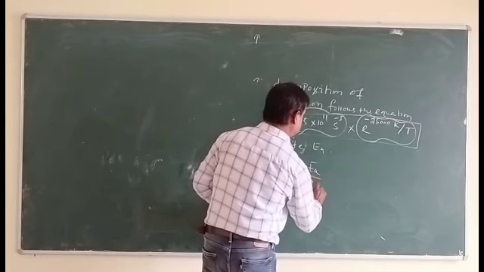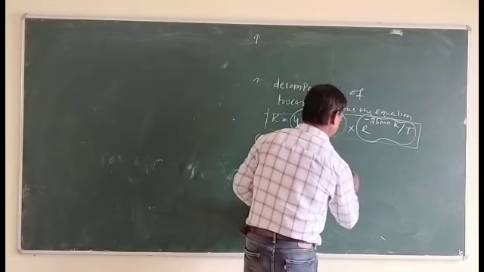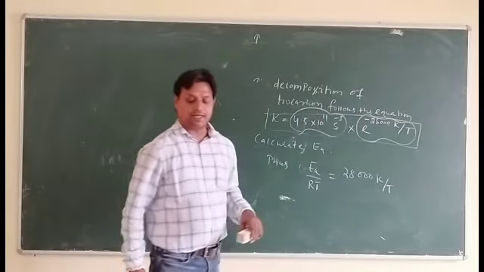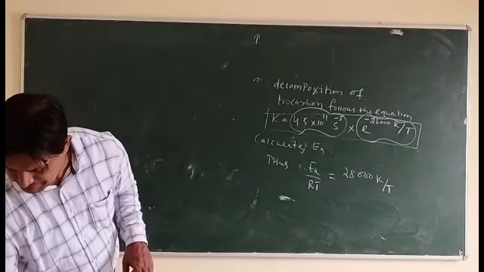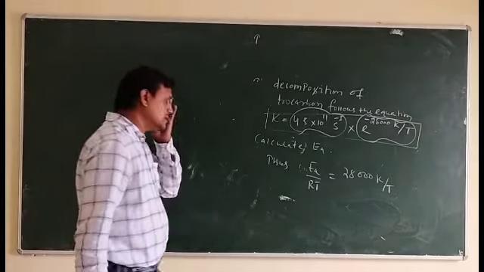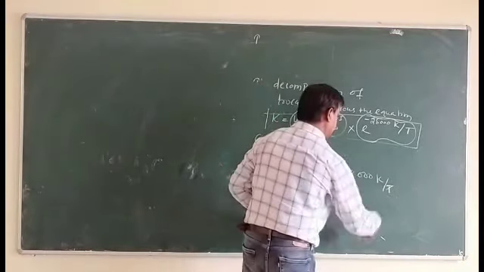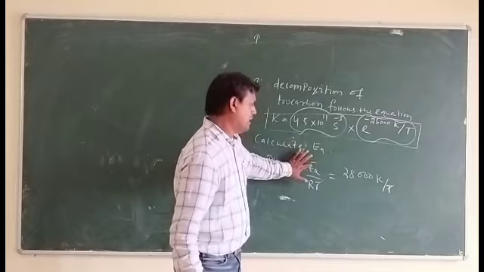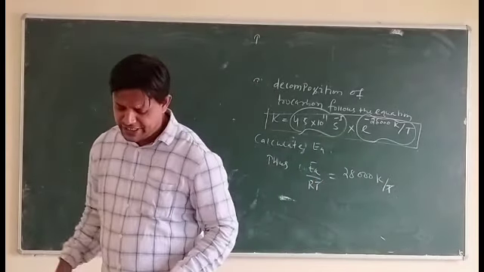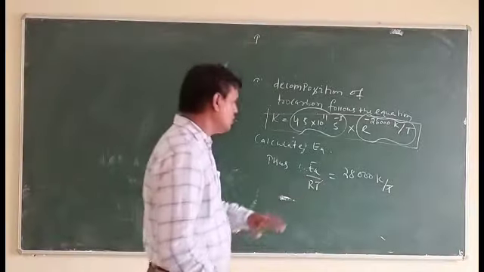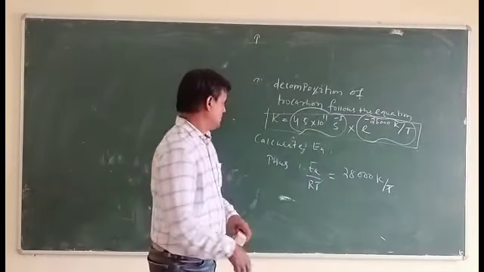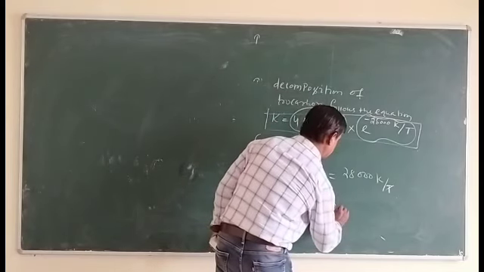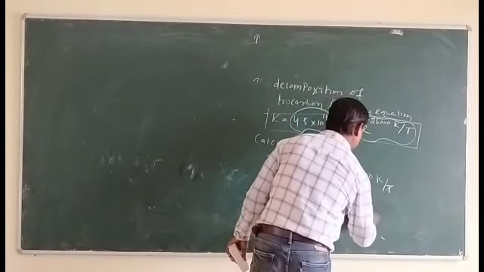So we can write EA by RT equals 28,000 K by T. Okay, so T is cancelled, and the K by T parameter remains. So EA equals 28,000 into R. That implies EA equals 28,000 into R.